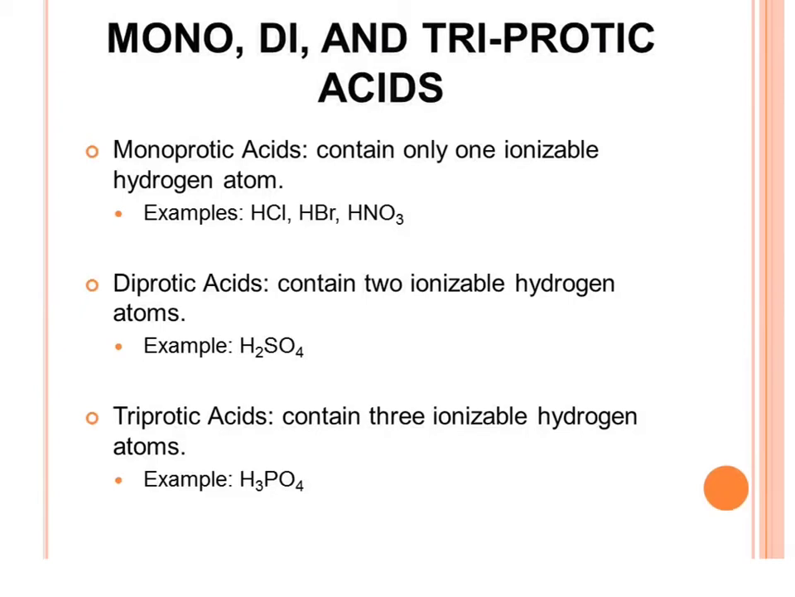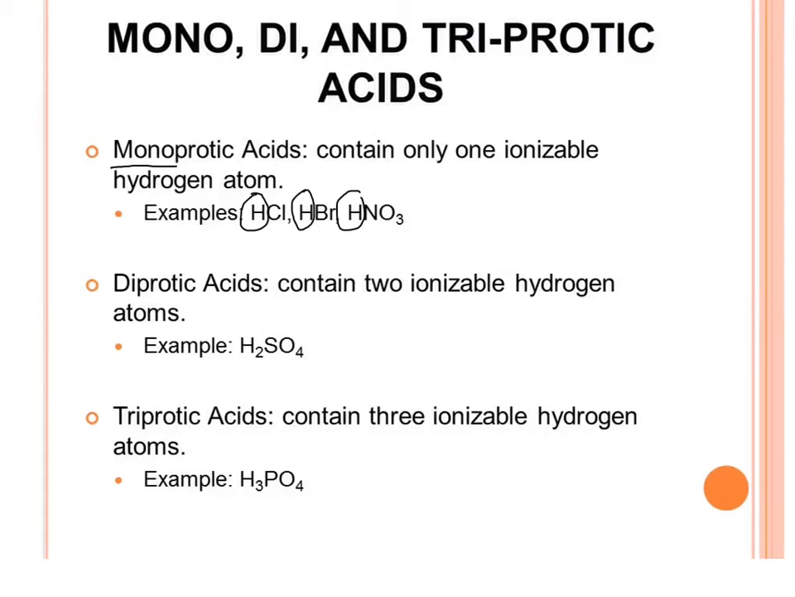There are a couple of other definitions we need to talk about for acids, and they are based on how many protons they have that could possibly be donated to a base. Monoprotic acids, mono meaning one, means that it contains only one proton that is able to be donated. Some examples would be HCl, HBr, HNO3.